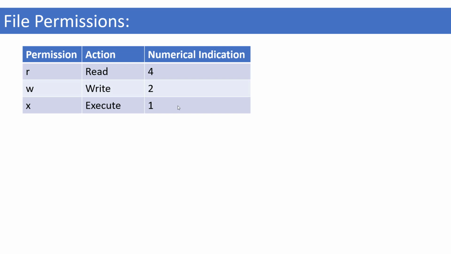There are three basic permissions available: read, write and execute. We'll denote them with R, W, X. R means read, W means write and X means execute. For those three permissions, the numerical representation is: we represent read permission with number 4, write permission with 2 and executable permission with 1. These numerical or alphabetical representations will be helpful to assign or remove permissions for a particular file.